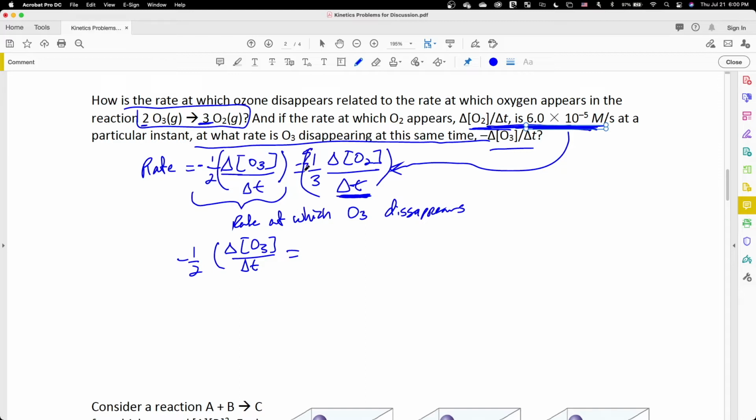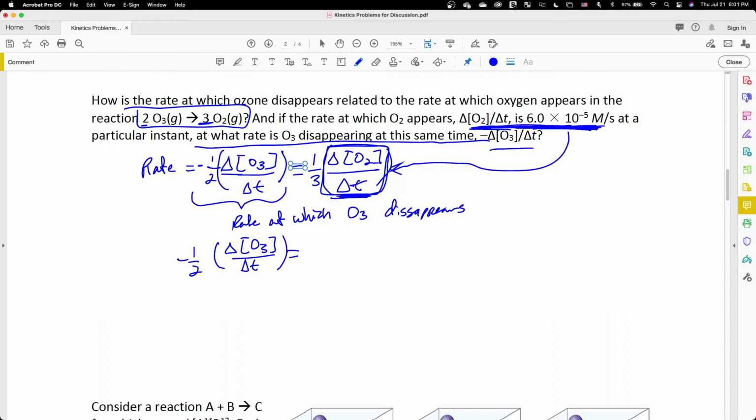Oh, and I apologize, I shouldn't have put that parenthesis there. It should go here. In fact, I'll erase that real quick so there's no confusion. There we go. Okay, so the 1/3 stays. It's actually this part right here that gets replaced with the information from the problem.